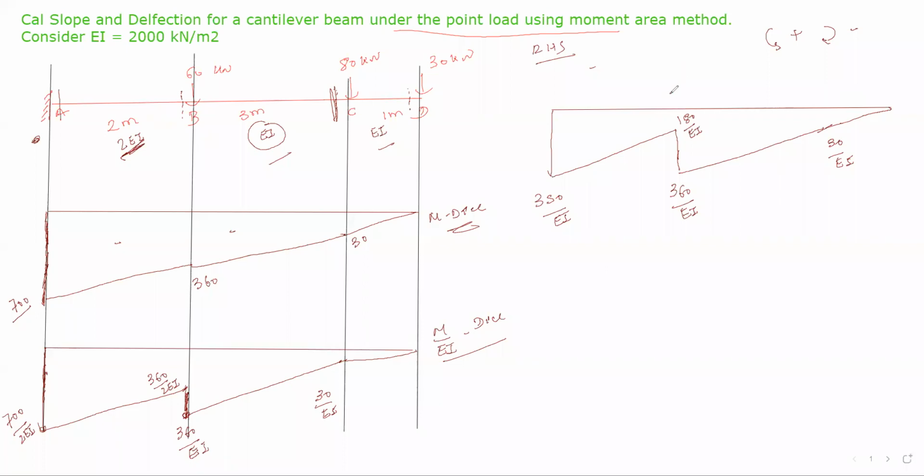This is your point B. This is your point C. This is your point A. And this is your point D.